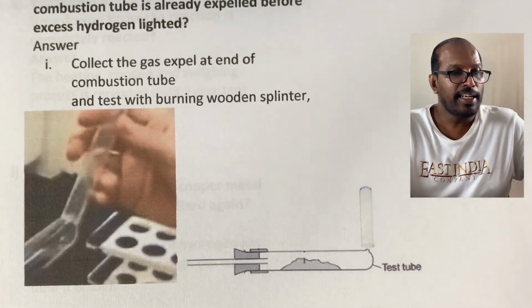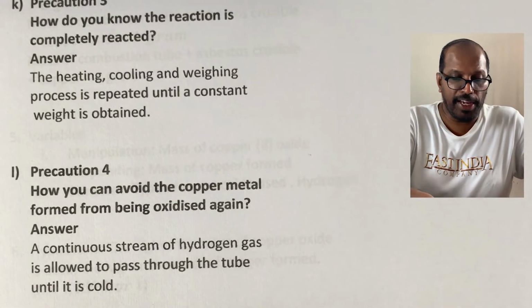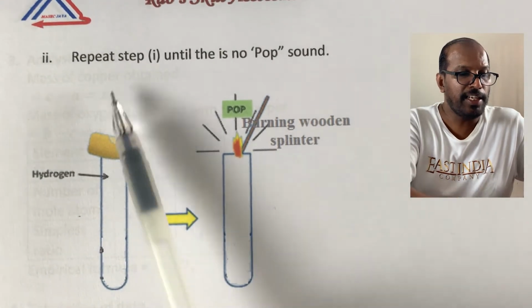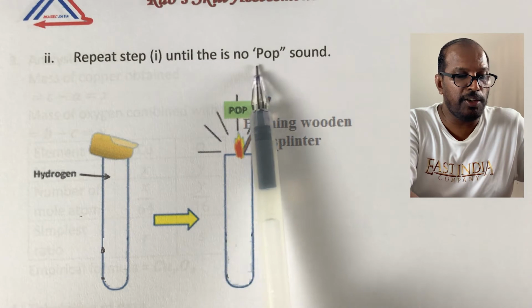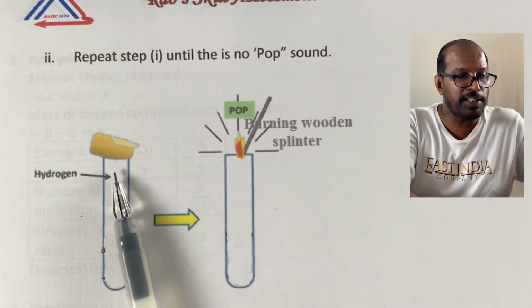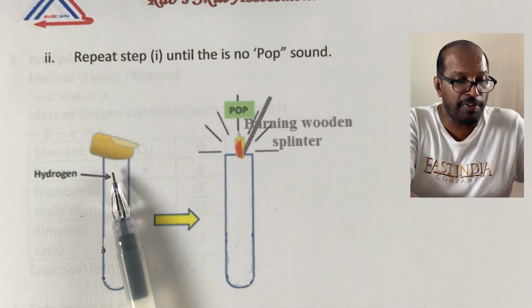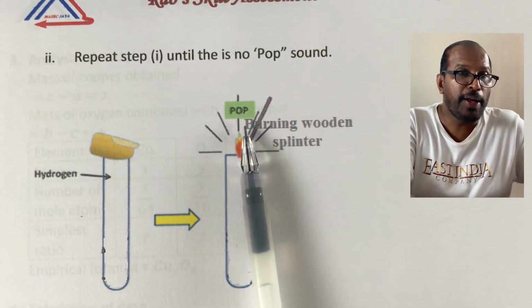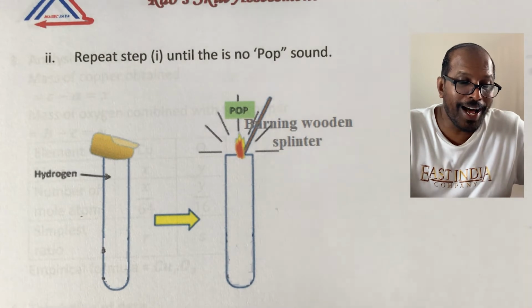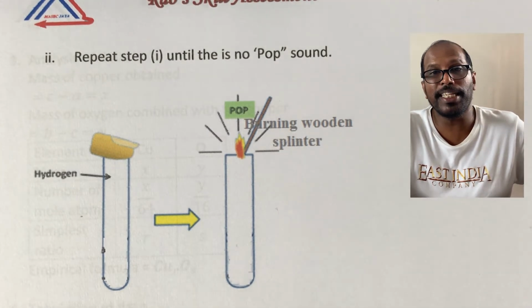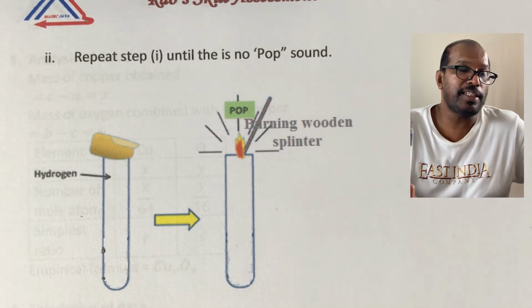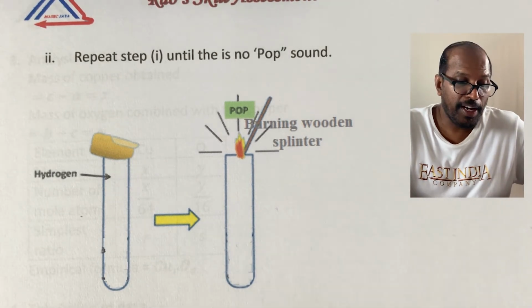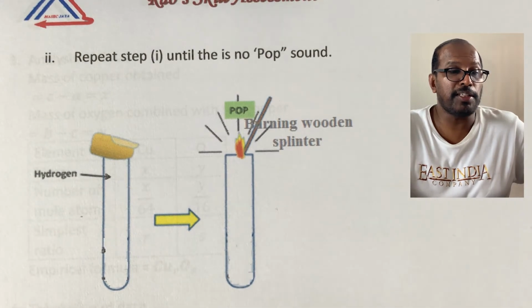Once we collect the gas, then you know what we do? We carry out a test. We repeat step one until no pop sound is formed. So we close the test tube with a finger, then you test with a burning wooden splinter. If a pop sound forms, that means you have to repeat the experiment until there is no more pop sound. This indicates that the hydrogen gas which is emitted out from the test tube is actually free from air. Now you can light it up at the end of the tube.